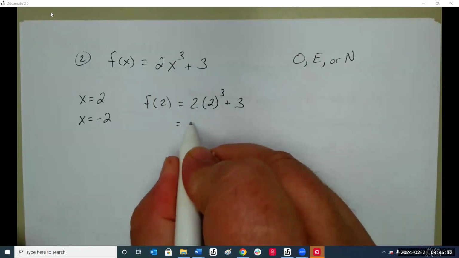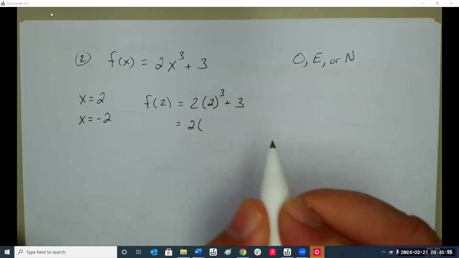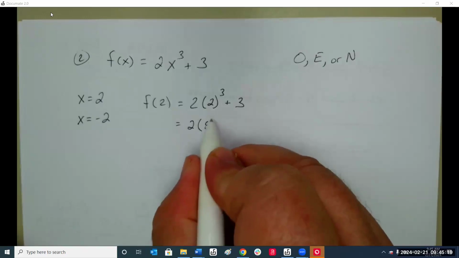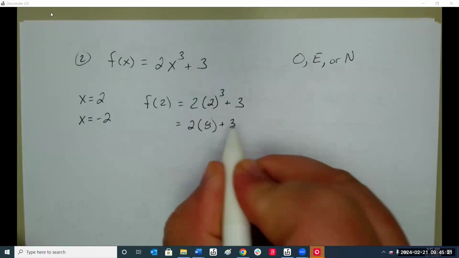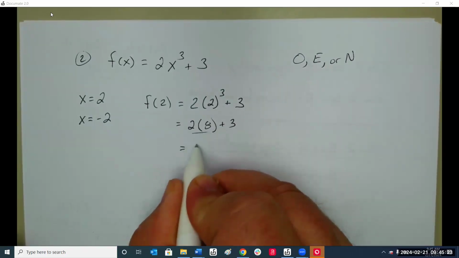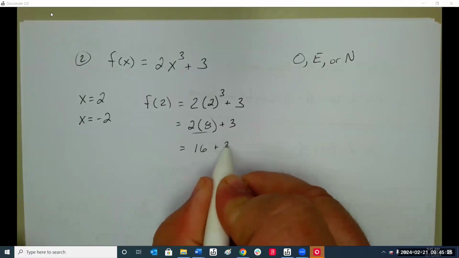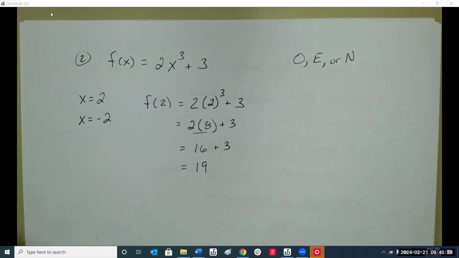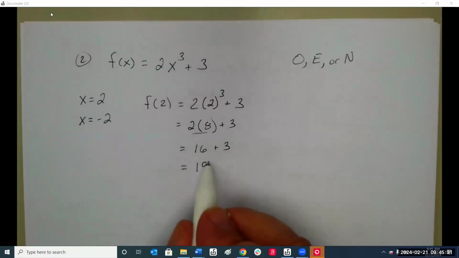What's 2 cubed? 2 times 2 times 2 is 8. 2 times 8 is 16. 16 plus 3 is 19. So that's the first one.